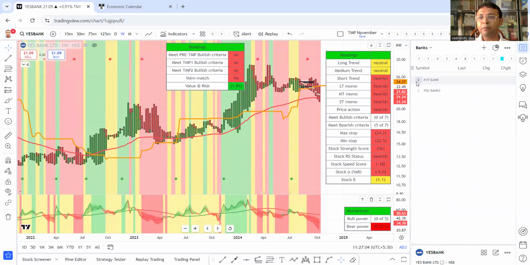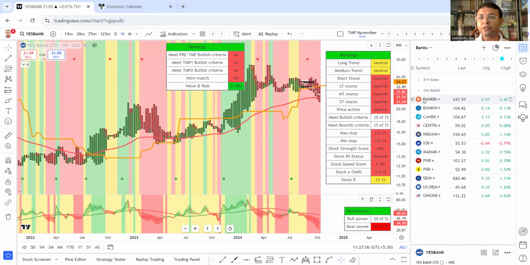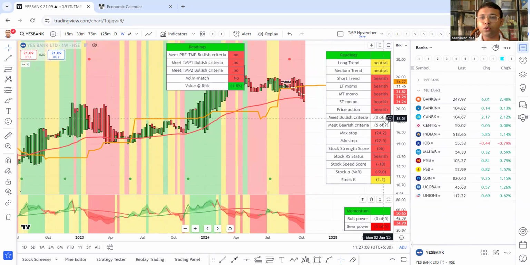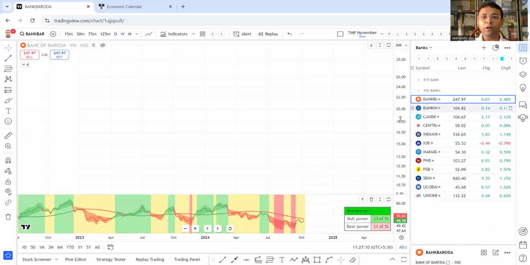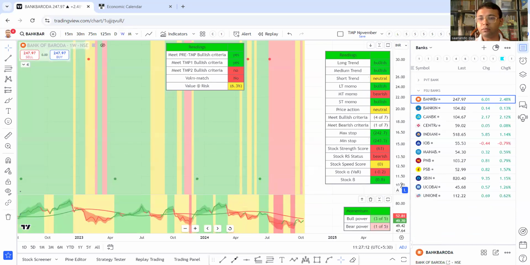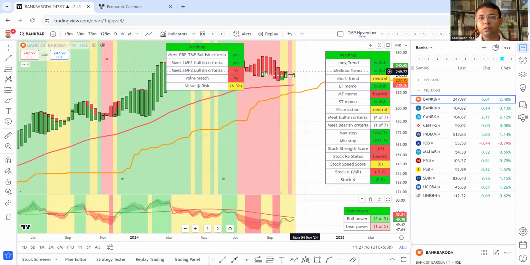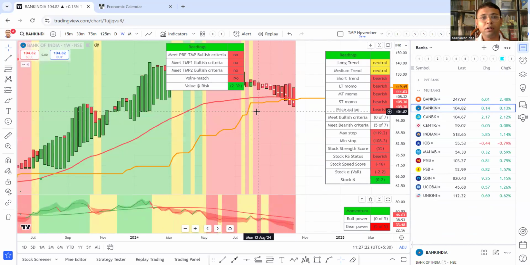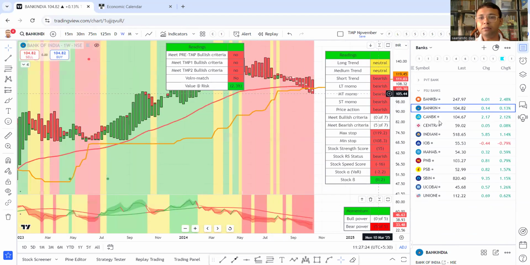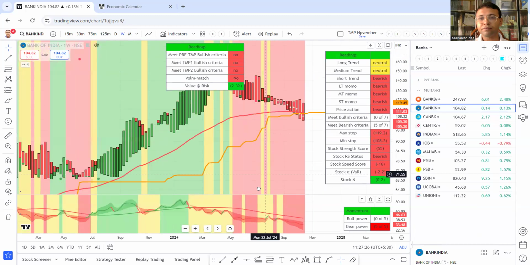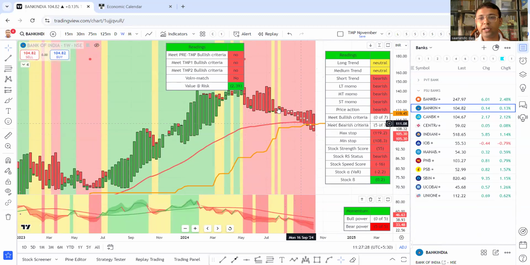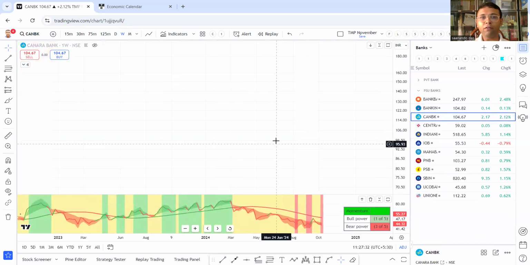So now it's private banks. After private banks, it's PSU banks. We'll take a gradual look. Chalo, first is Bank of Baroda. Bank of Baroda is not good. Bank of India is steadily going lower. No point going into Bank of India.